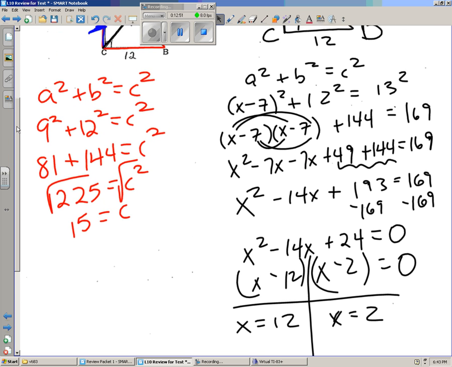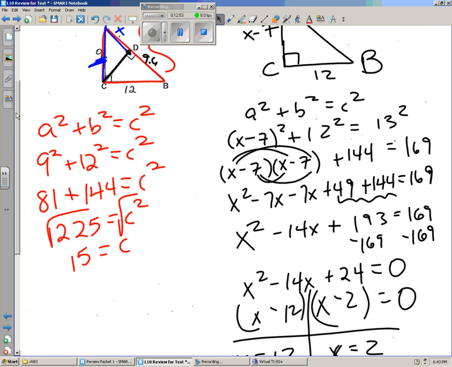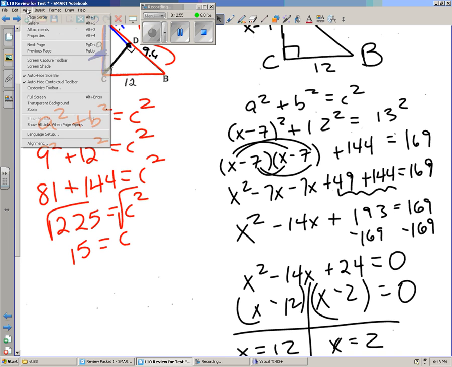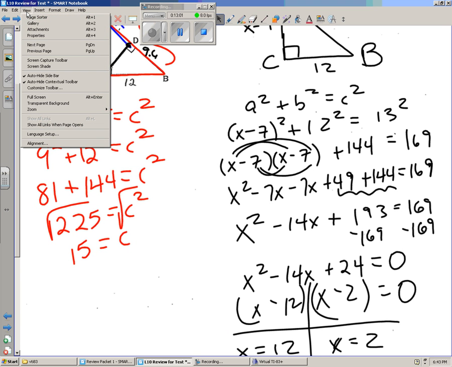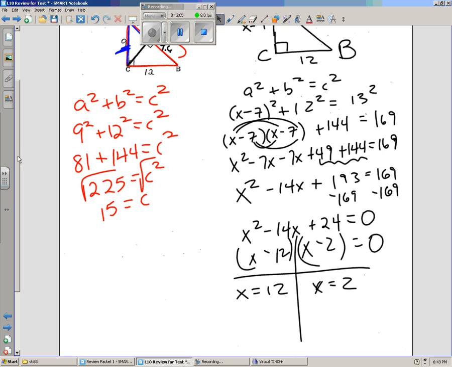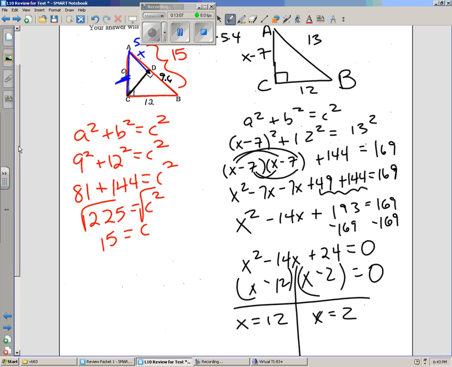But if we go back to the original problem, if x is 2, 2 minus 7 is negative 5. Well, that's a problem. We can't have a negative side length. So this is actually rejected, not because it's negative, but because it produces a negative side for us.